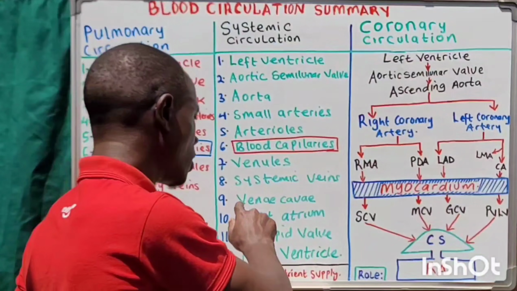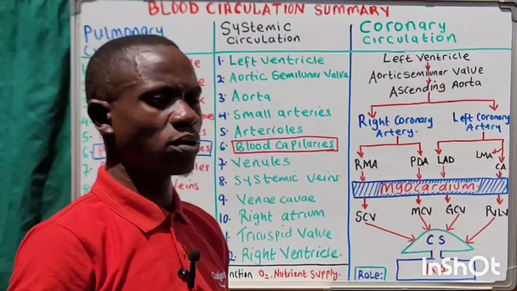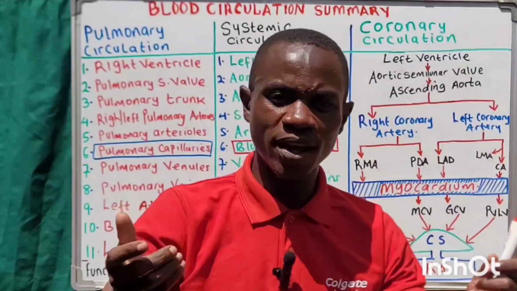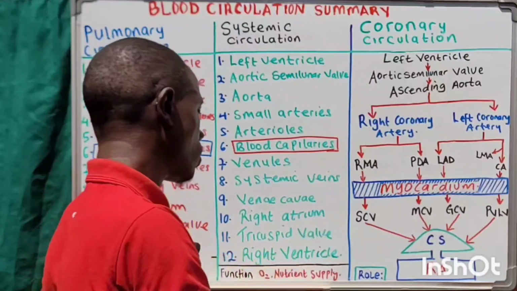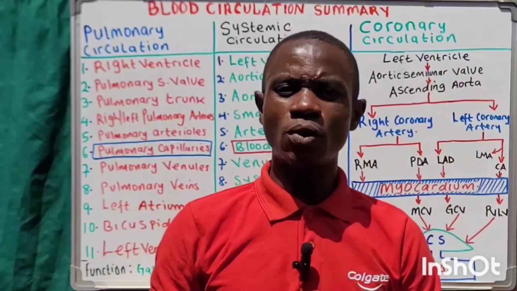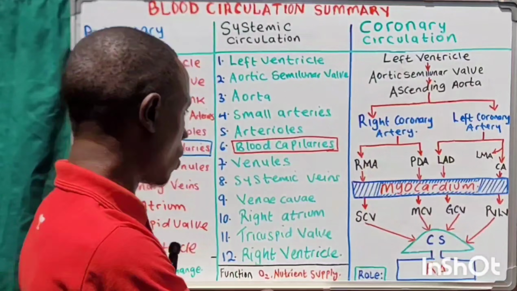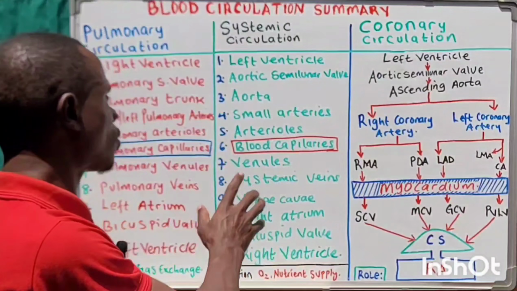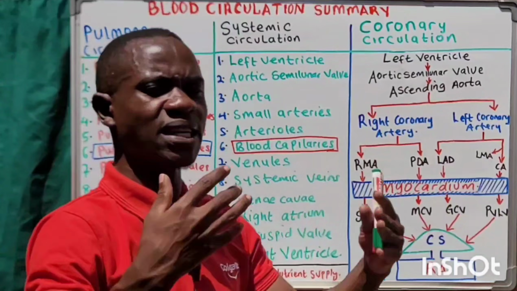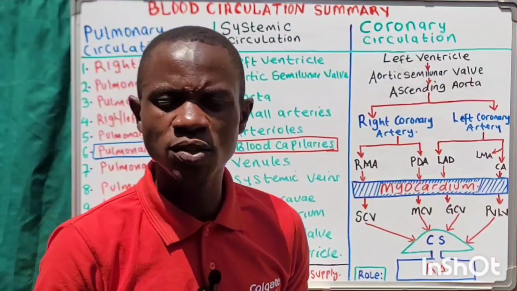And eventually, the superior and inferior vena cava will deliver this blood and pour it into the right atrium. From there, blood from the right atrium will move past the tricuspid valve into the right ventricle. And once this blood reaches the right ventricle, that marks the end of systemic circulation. The significance of systemic circulation is the supply of oxygen and nutrients to the tissues.